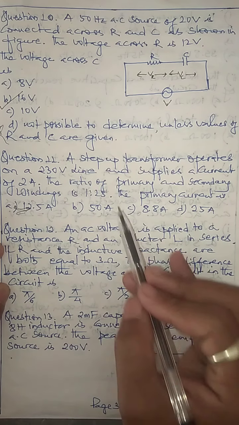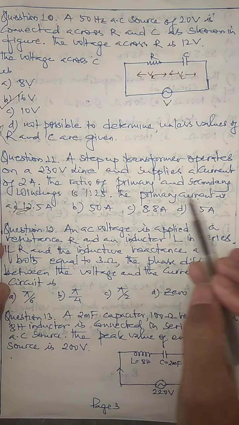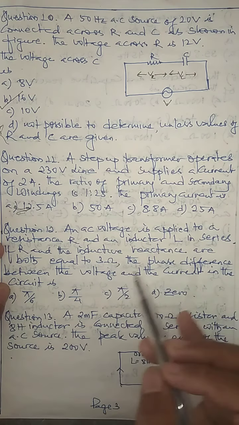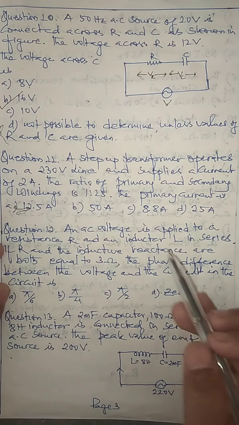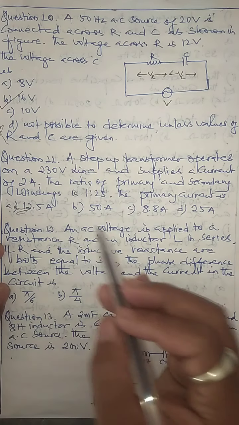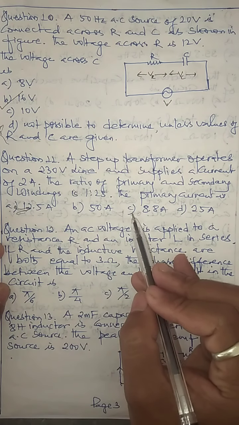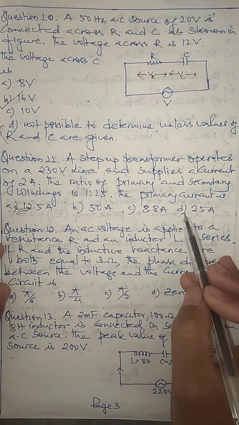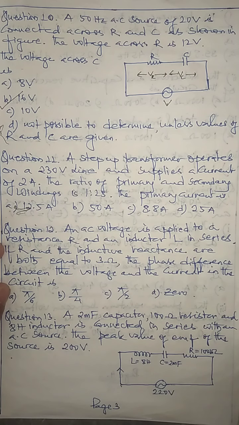Now what do we need to calculate? The primary current. Out of 4 different options we need to calculate the primary current. Option A is 12.5 ampere, option B is 50 ampere, C is 8.8 ampere, and lastly option D is 25 ampere. Now in order to choose the correct option, let's do the solution of this question number 11.